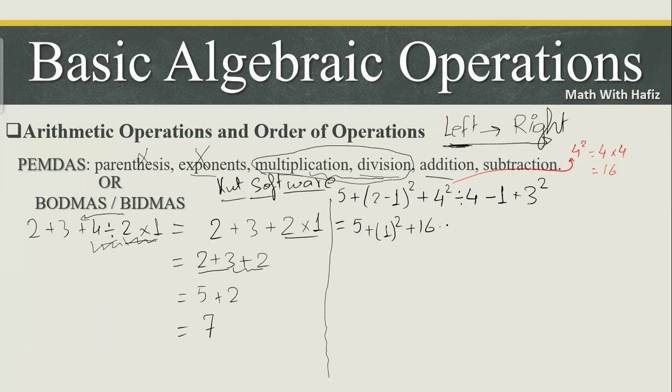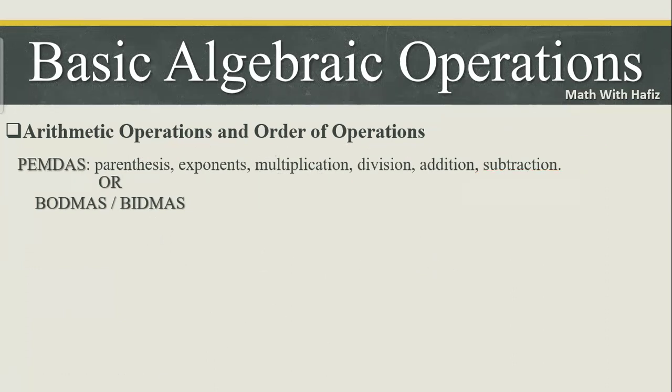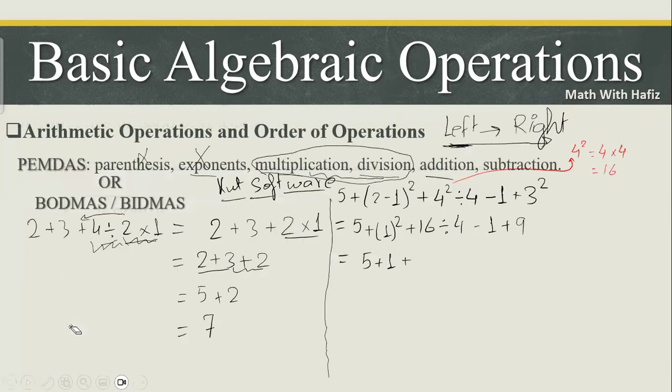All right, so then we have divide by 4 minus 1 plus again 3 square. 3 multiplied by 3 is 9. All right, so we have 5 plus 1 square is 1 plus 16 divided by 4. All right, we can actually divide it here at this step because we just wrote it before. So it will be 16 divided by 4, which will be 4.